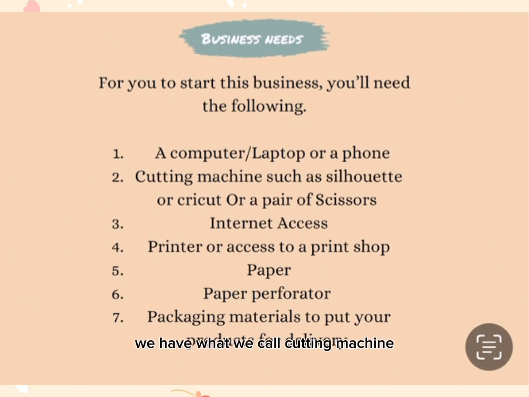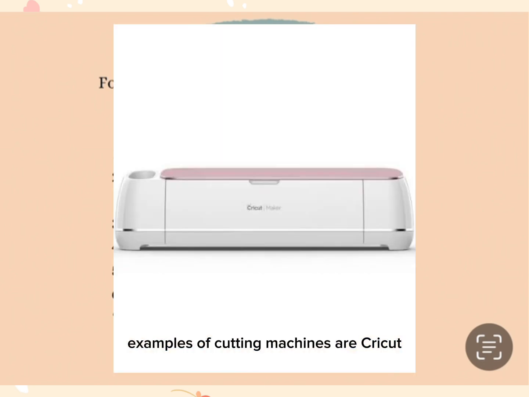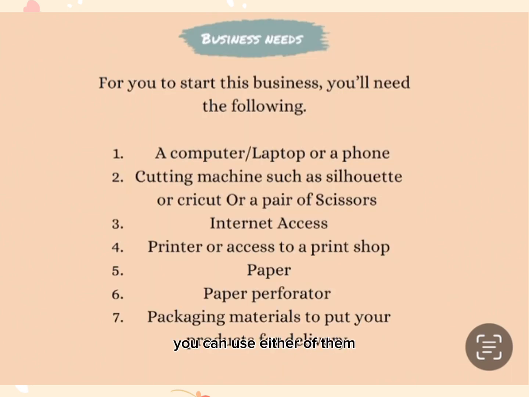We have what we call cutting machines. These cutting machines are used to cut papers, especially art made with paper, and usually they make your work faster, neater, and easier. Examples of cutting machines are Cricut and Silhouette Studio. You can use either of them if you already have them to cut your art. If you already have them, I'm sure you know how they work, and I don't have to explain that much.